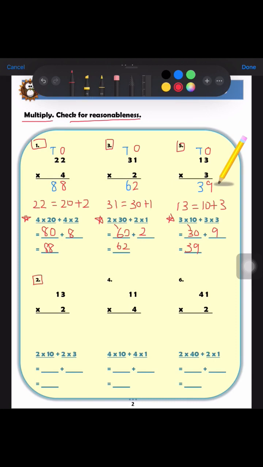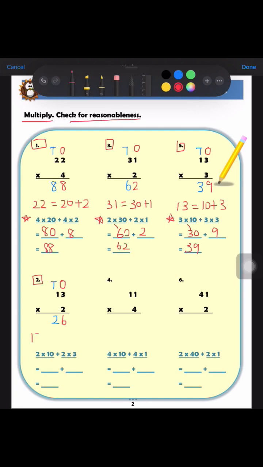Okay, question 2. 13 times 2. So multiply the ones. 2 times 3 ones equals 6 ones. And then multiply the tens. 2 times 1 ten equals 2 tens. So the answer is 26.